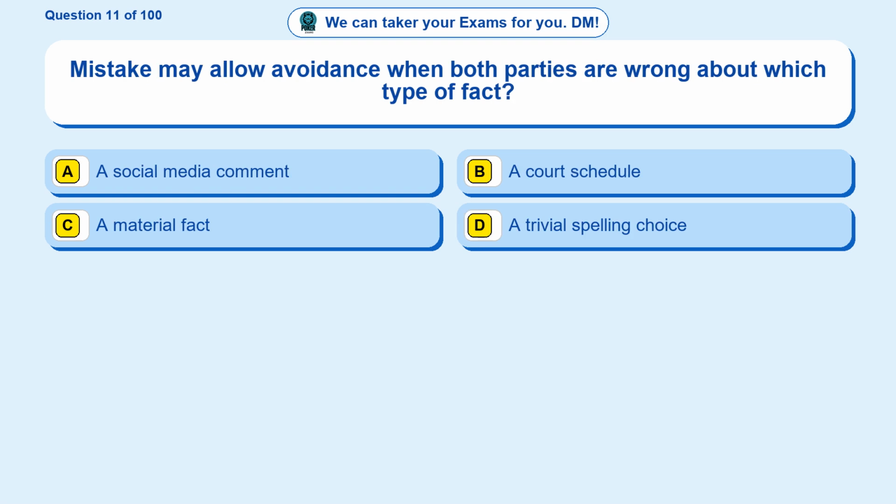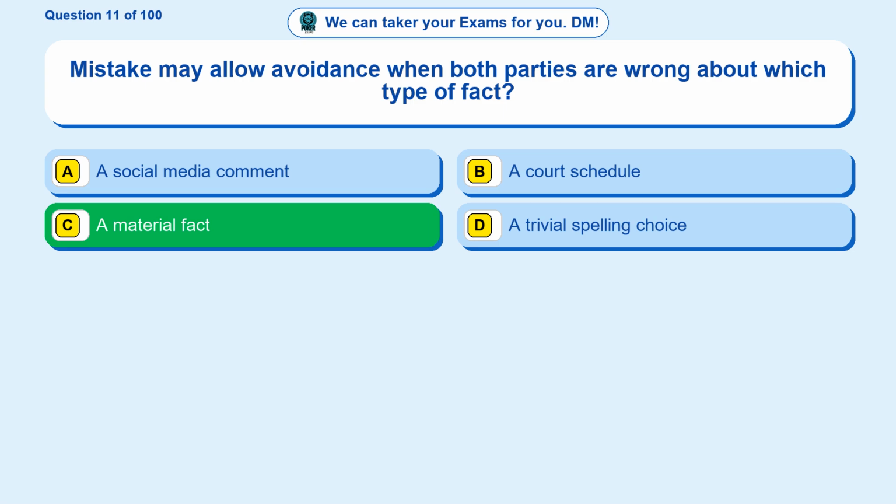Question 11. Mistake may allow avoidance when both parties are wrong about which type of fact? Option A. A social media comment. Option B. A court schedule. Option C. A material fact. Option D. A trivial spelling choice. The correct answer is option C.